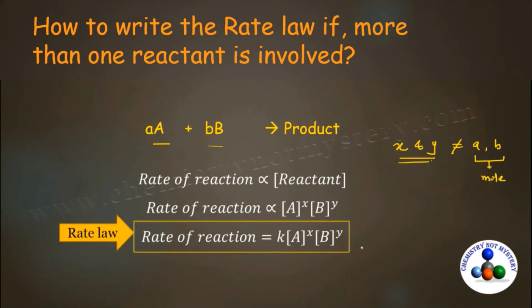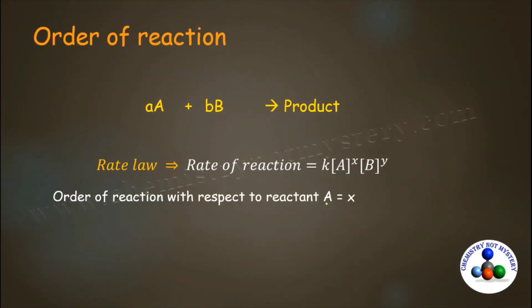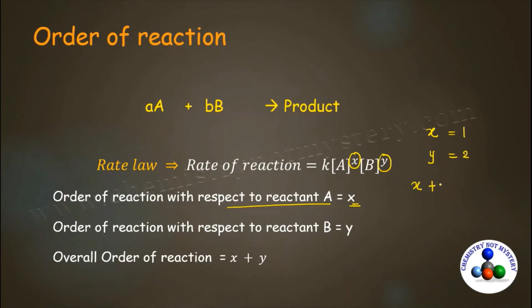So what will be the order of reaction for such rate laws? In that case, the order of reaction with respect to A is x, and with respect to B, the order of reaction is y. But the overall order of reaction will be x plus y. For example, if the value of x is equal to 1 and the value of y is equal to 2, the overall order of reaction will be equal to x plus y. That means you have to add 1 plus 2, and the overall order you will get is 3.